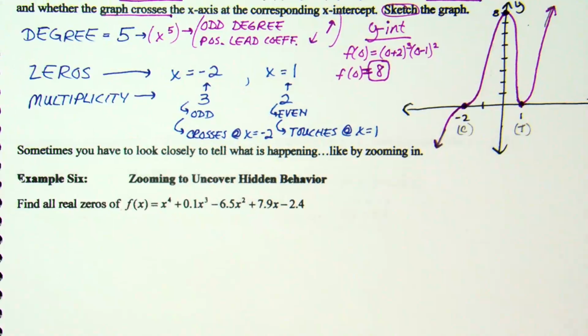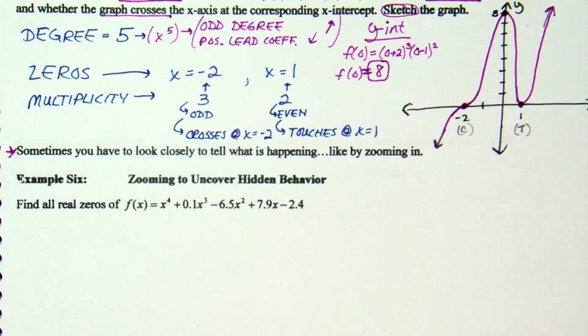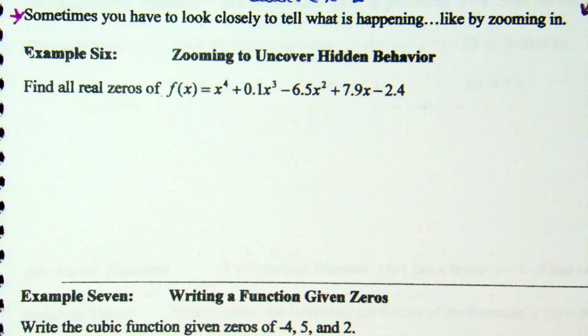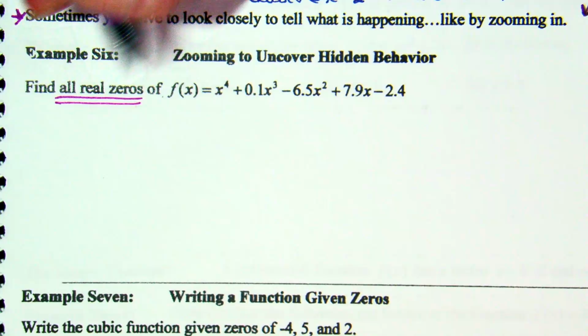Okay. So notice right before example 6, it gives us a hint. Sometimes you have to look closely to tell what is happening, like by zooming in. So that's your hint of how we proceed on this next problem. Notice example 6 is zooming to uncover hidden behavior. Okay? It says find all real zeros, which real zeros just indicates zeros that you can physically see on your calculator. We'll talk about non-real zeros in days to come. But right now, we want all real zeros.